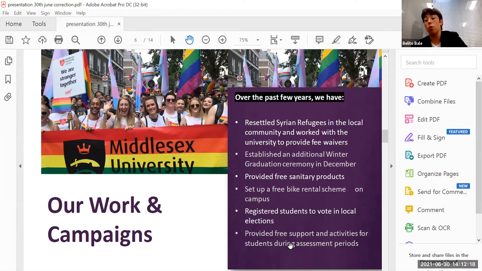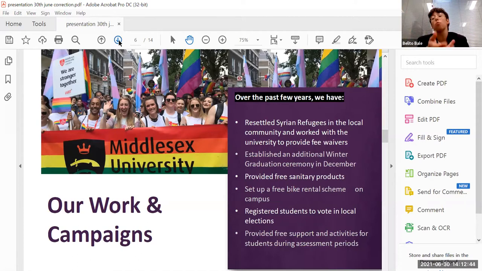And we provide, and we always have done, free support and activities for students during their assessment periods. So we run this campaign called Make It Happen every year over exam term, where we have lots of welfare events. It's all been online this year, but we have lots of welfare events, lots of resources that go out, and different things to help students while they're going through their exams. And I'm sure it'll happen next year for you, hopefully in person, but we'll see.